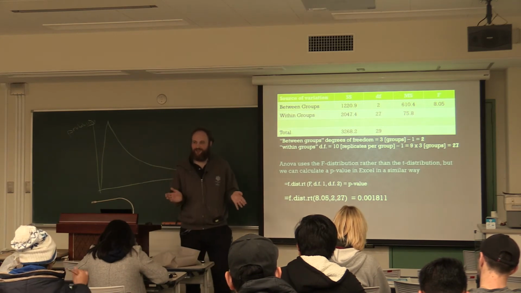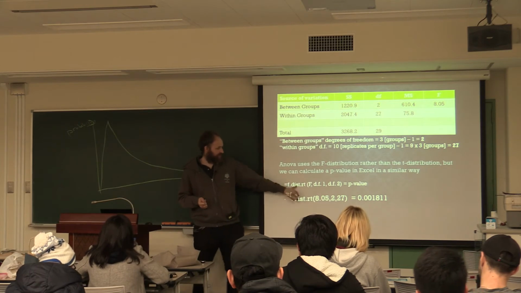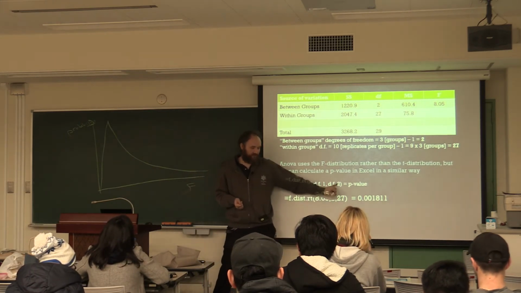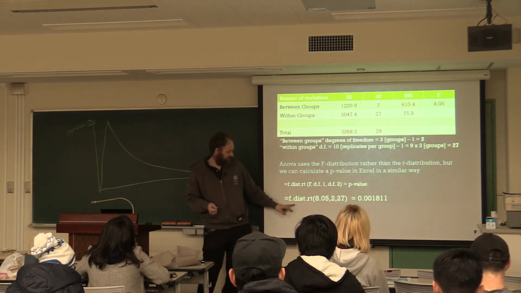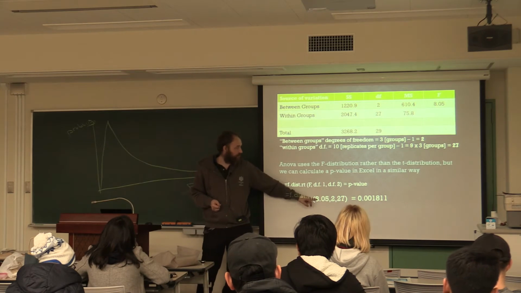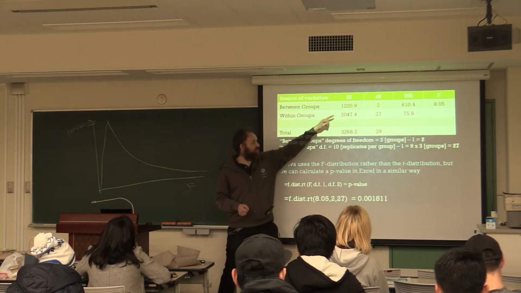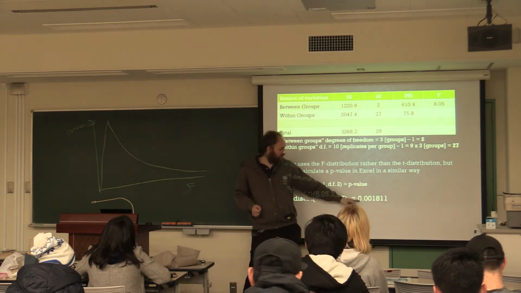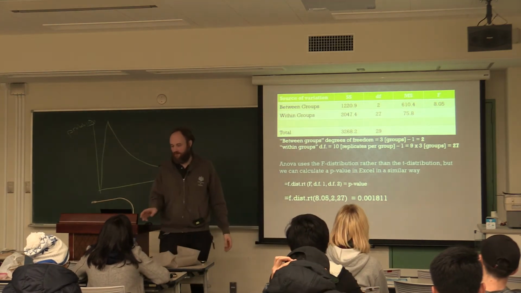See, Microsoft people, they actually are pretty logical on at least one thing. F.DIST.RT, so we put in F in here, degrees of freedom 1, degrees of freedom 2, and it'll give us our p-value. So F.DIST.RT, and then 8.05 from up there, degrees of freedom 1 is 2, degrees of freedom 2 is 27. And it's going to give us a p-value of 0.00181.